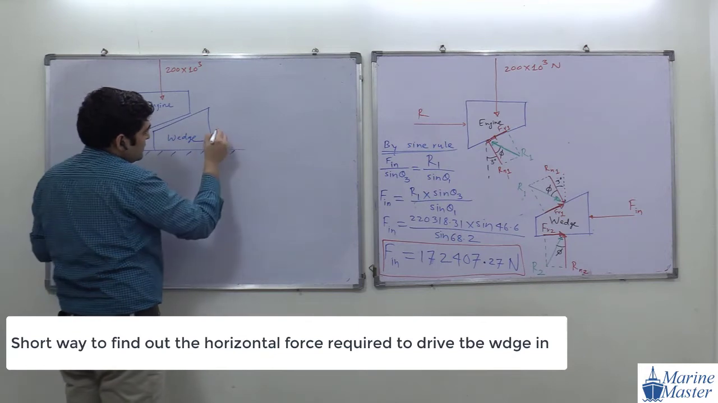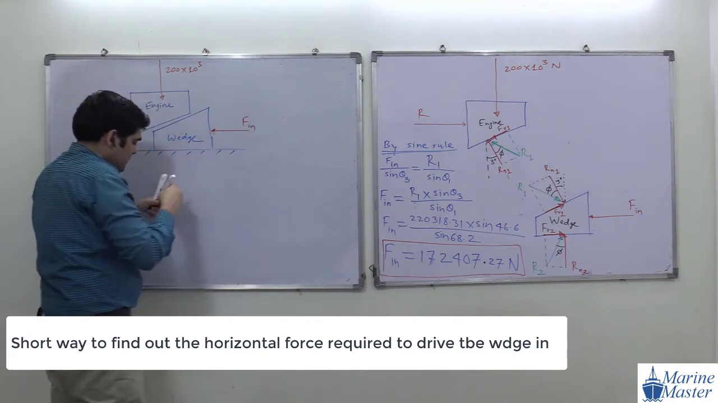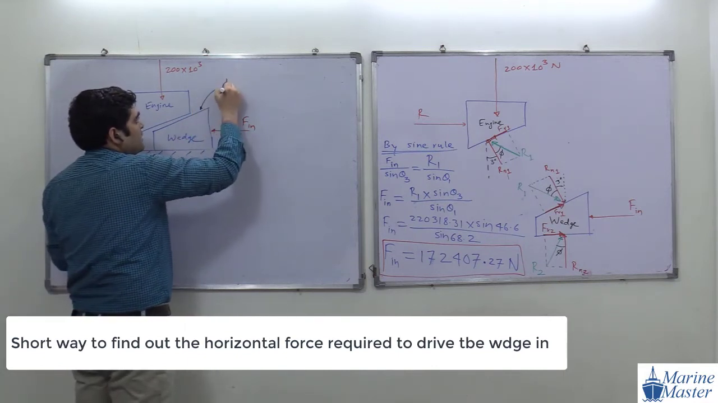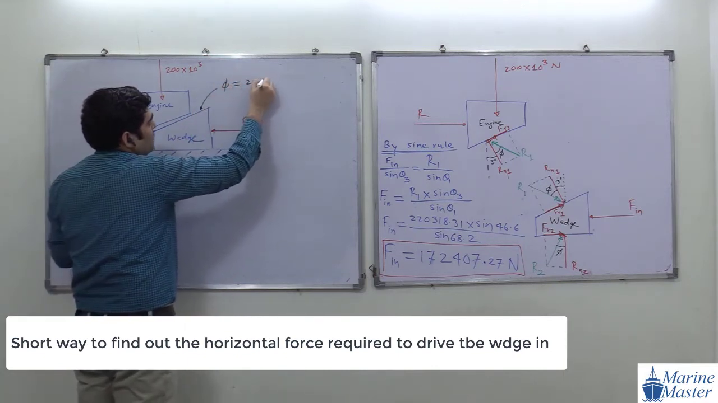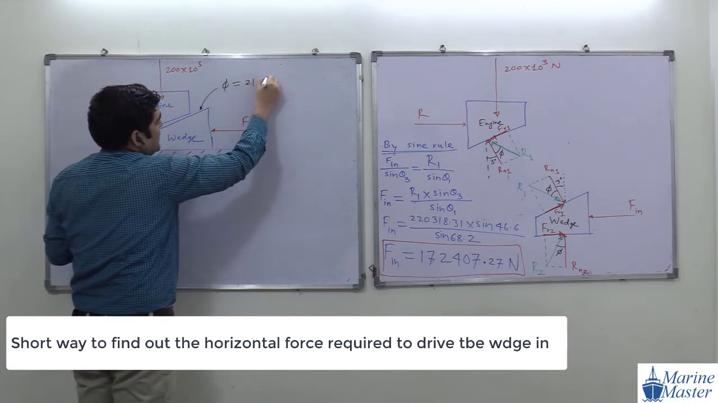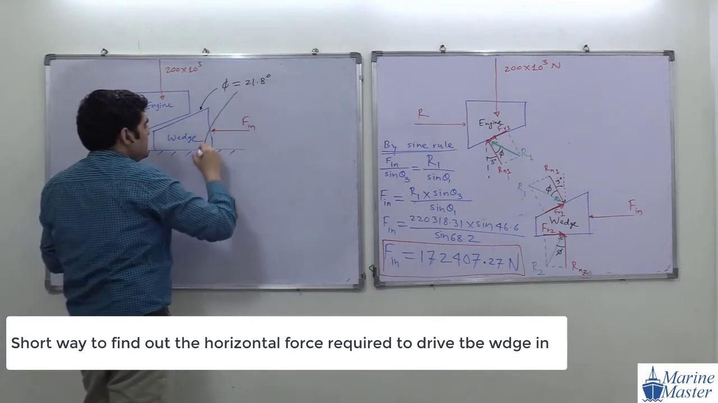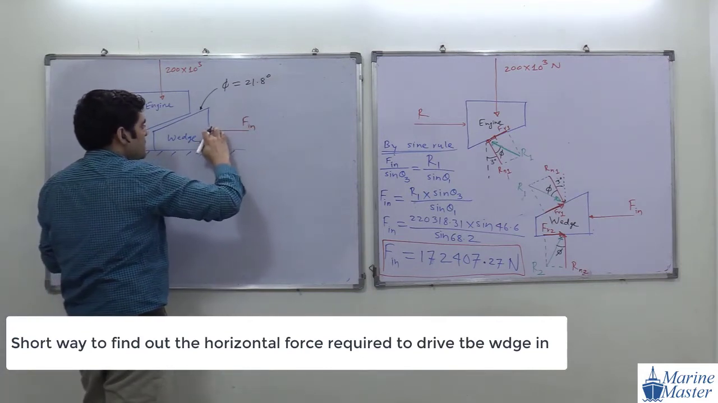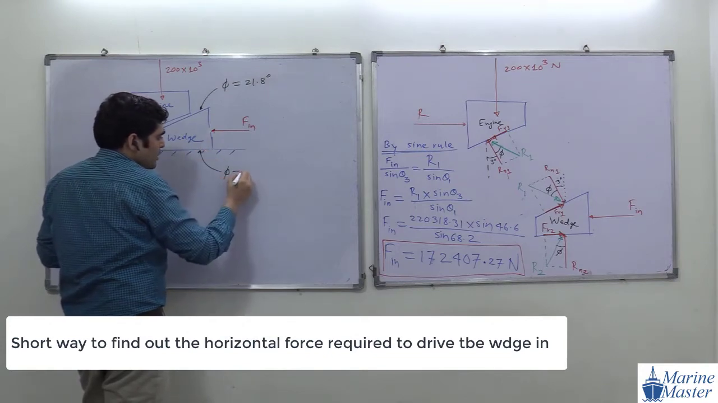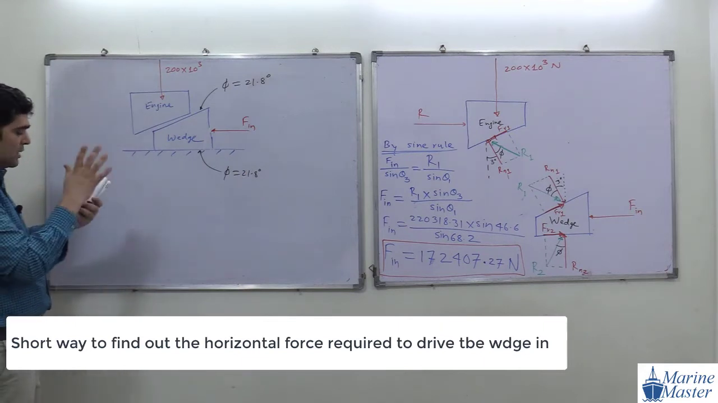So here force is F in. Here the coefficient of friction means the angle of friction is phi, whose value is how much? 21.8 degrees. Check it, guys. Is it 21.8 or something else? Both planes have the same coefficient of friction, so the angle of friction is also the same. Here also phi, 21.8 degrees. Good. Now we have to find F in.